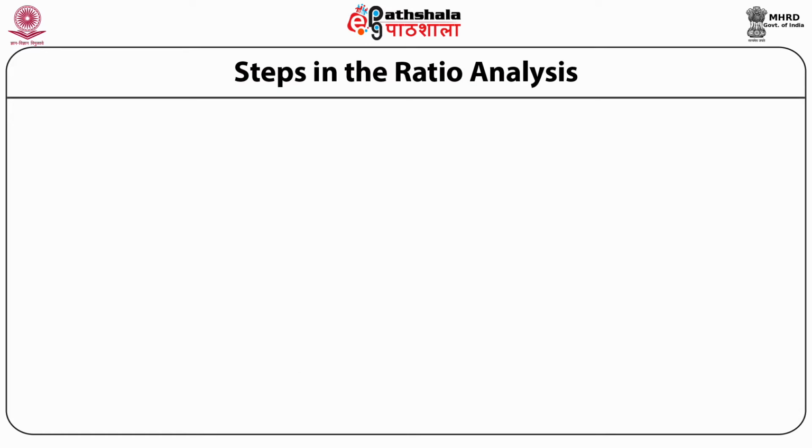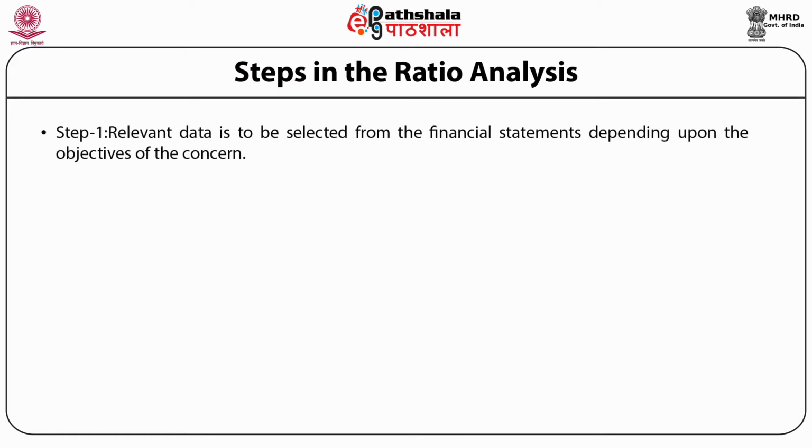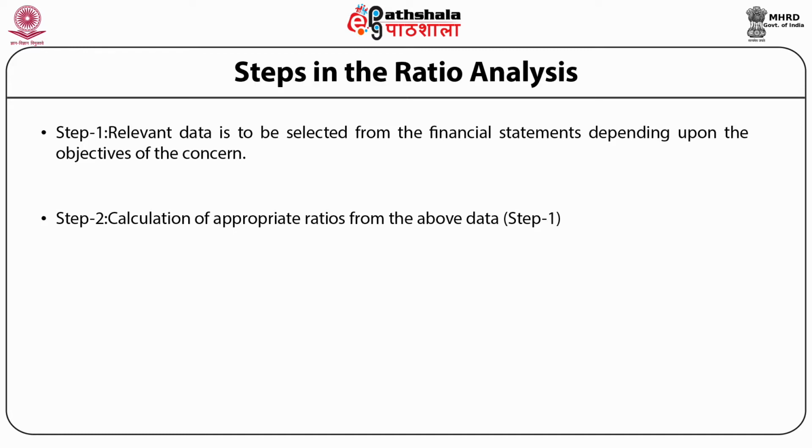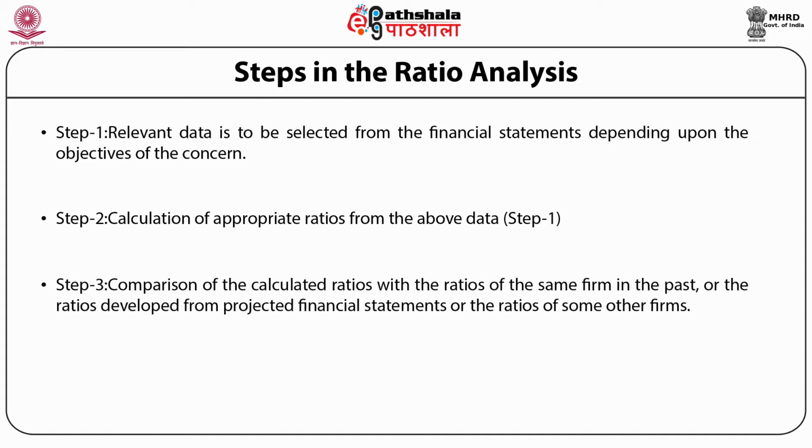Steps in ratio analysis. First step, relevant data is to be selected from the financial statements depending upon the objectives of the concern. Second step, calculation of appropriate ratios from the data given in the first step. Third step, comparison of the calculated ratios with the ratios of the same firm in the past, or the ratios developed from projected financial statements, or the ratios of some other firms. Fourth step, interpretation of the calculated ratios.